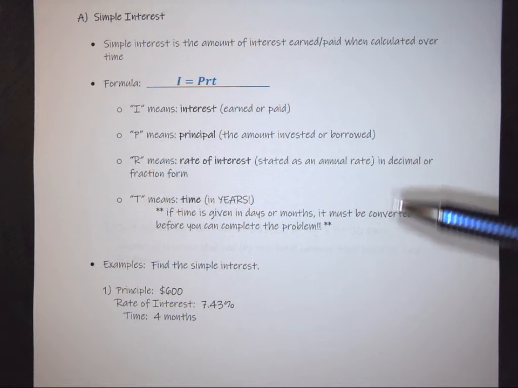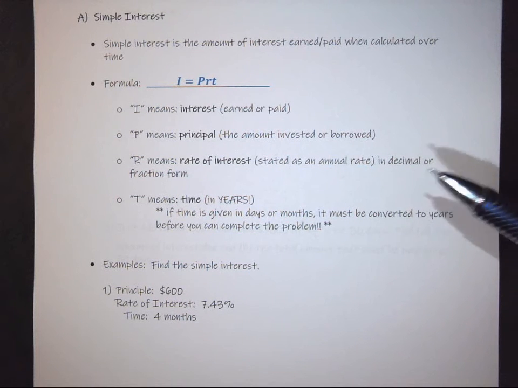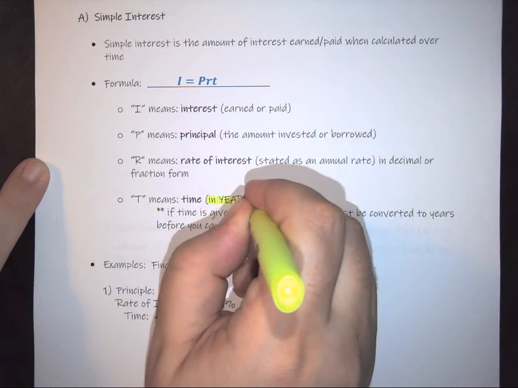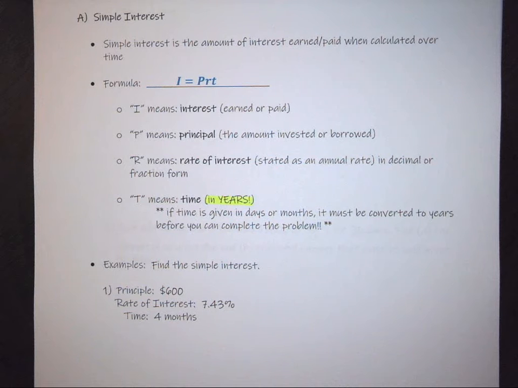Okay. R is your rate. Most of the time we are given an annual rate, and it is given in decimal or fraction form. If it is given to you in a percent, then you need to convert it to a decimal. Okay? And then T is your time. Now what's really important about time is that time in these problems is always in years. What that means is if your time was given to you in days or months, then you must convert it into years before you do anything with your problem.